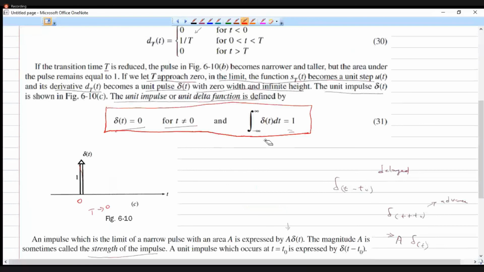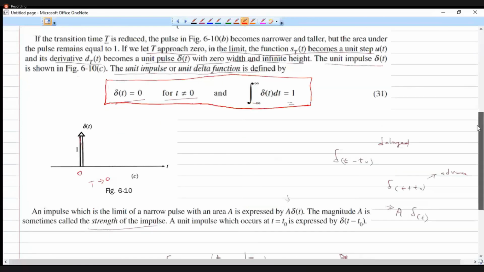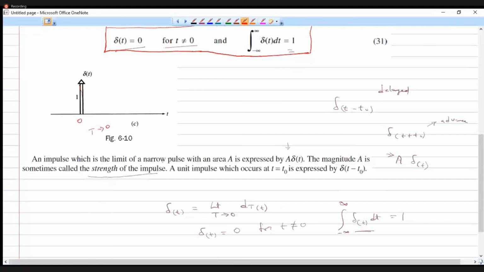Then, similar to the case of the unit step function, you can multiply this delta function, or unit impulse function, with certain constants, a magnitude like a. For example, you can write it as a into delta of t. In such a case, this magnitude with which we are multiplying is called the strength of the impulse.